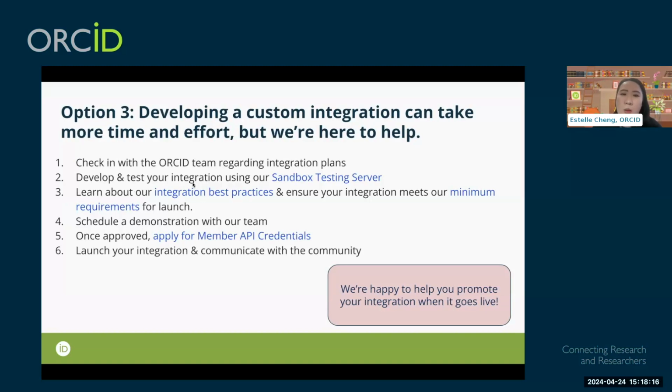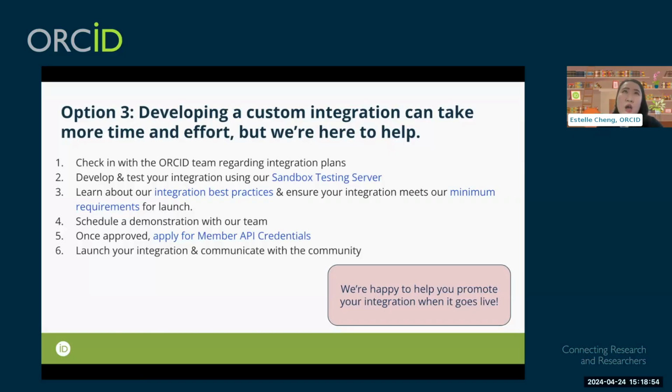And feel free to apply for a sandbox testing account so you can play around and read our documentation about best practices. And we do have some minimum requirements if you want to make it deployed live. And we need to schedule a demo with our tech team. So it's my colleague, Friend, or other technical support colleagues who will review your integration to ensure we understand the use case and you meet the requirements. And we will share your member API credentials so you can launch it.